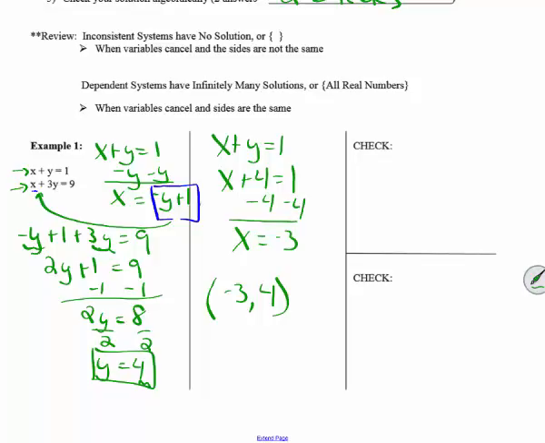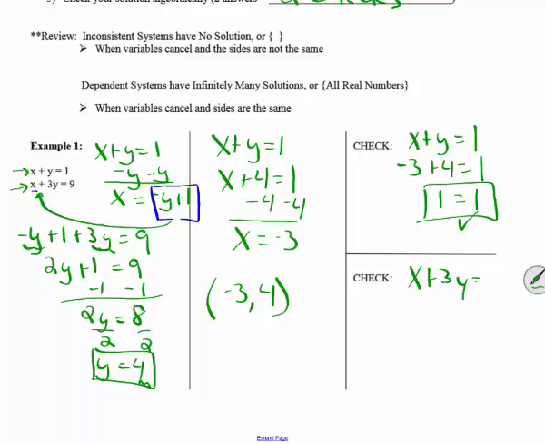All right, so we have to do checks, and you check them in both equations. For x plus y equals 1, I'm going to fill in negative 3 plus 4. Does negative 3 plus 4 really equal 1? Yes, it checks. And yes, you have to show that last line. I know it seems silly, but you have to. Then we have x plus 3y equals 9, and I'm going to fill in negative 3 plus 3 times 4. 3 times 4 is 12.